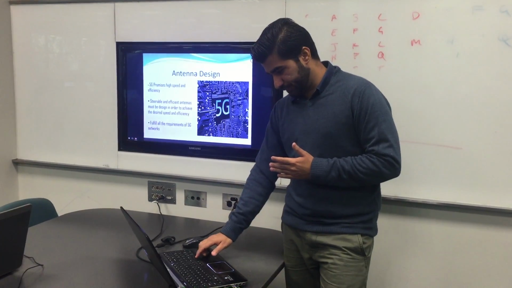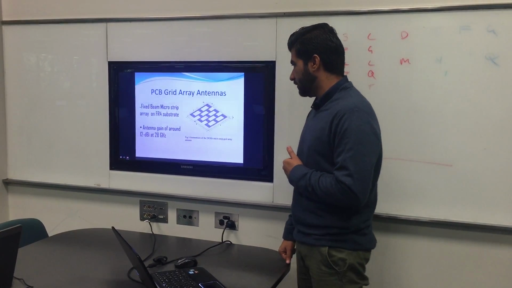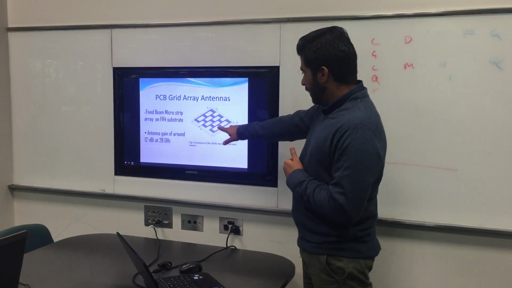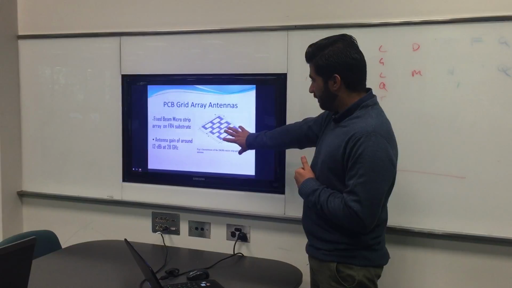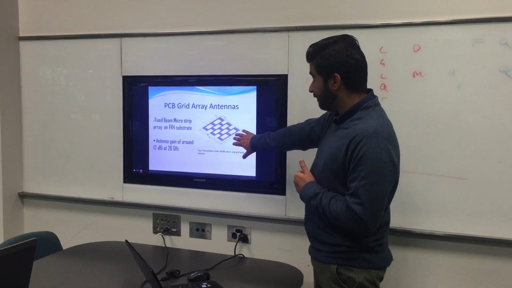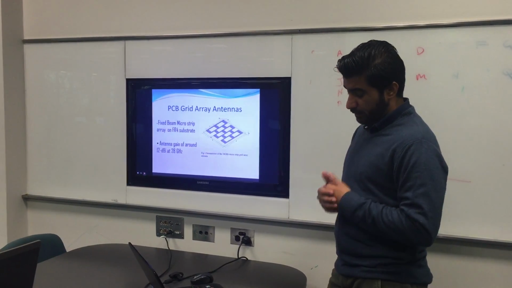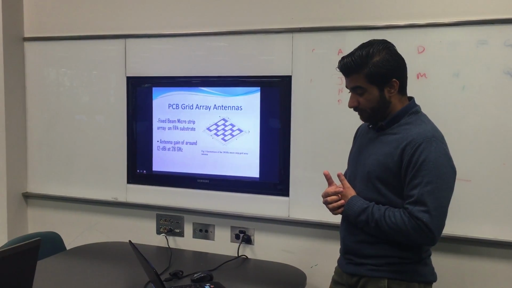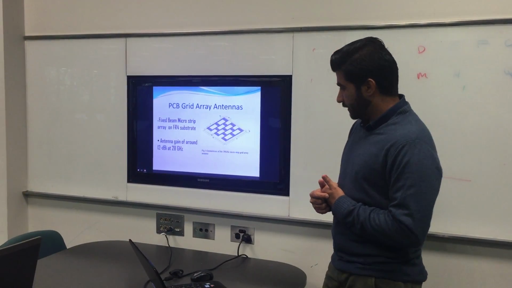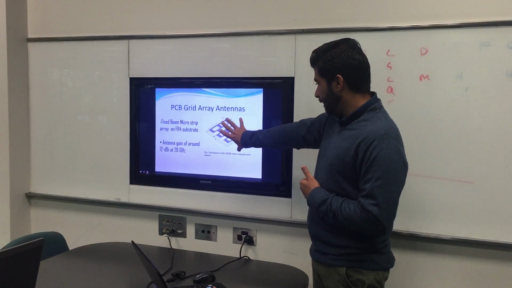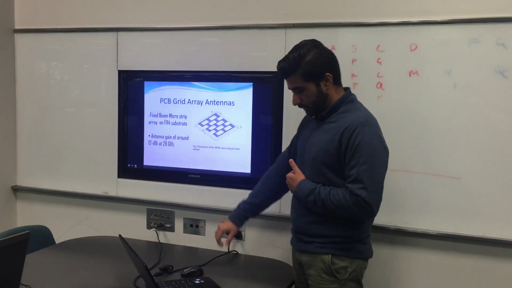The first one is the PCB grid array antenna, which you can see here as well. It uses a fixed beam microstrip array on an FR4 substrate. This antenna is predicted to have a gain of around 12 dBi at a 28 gigahertz frequency, and as you can see, the geometry of the 28 gigahertz antenna.